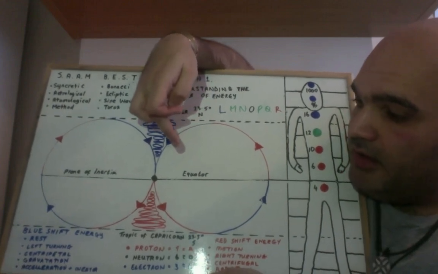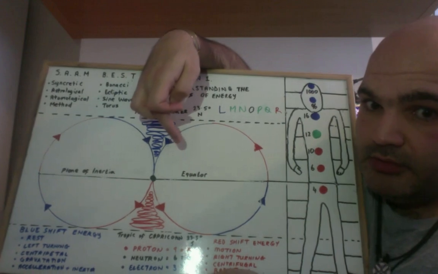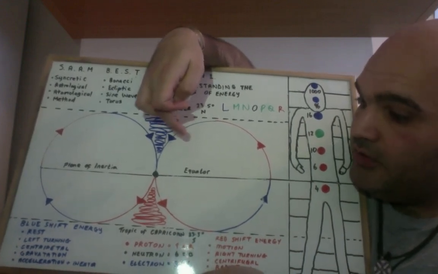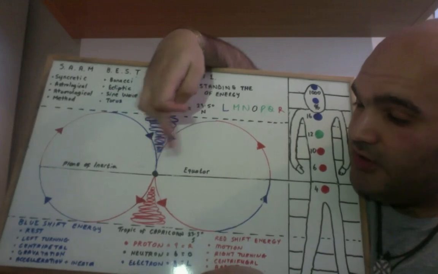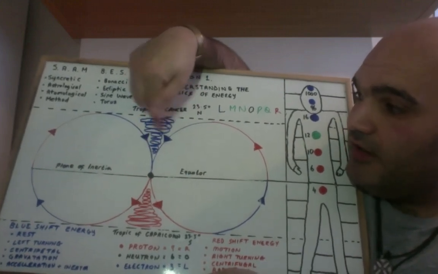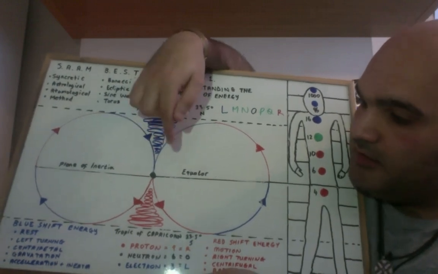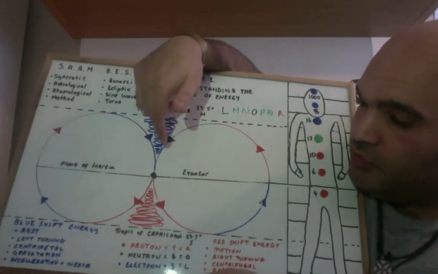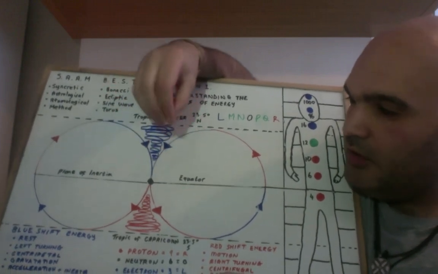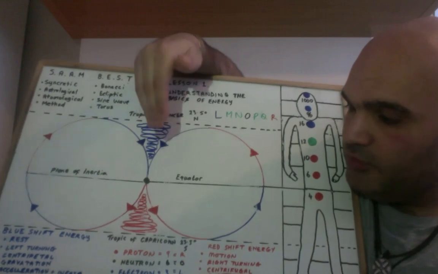The proton correlates with the red turning energy coming outwards, and the electron correlates with the blue energy going inwards. So basically, the proton and electron are just two different forms of the neutron doing different things. One is resting and one is moving.